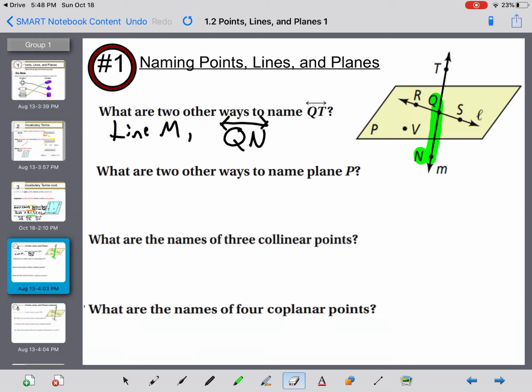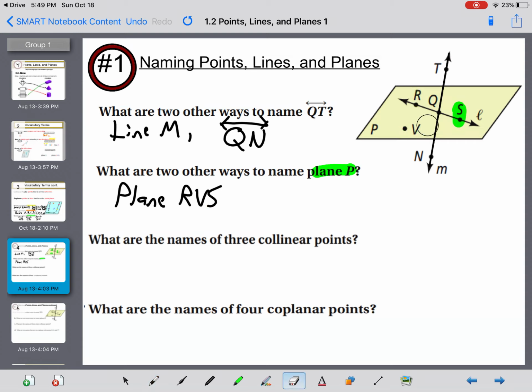What are two other ways to name plane P? Well, plane P is right here. So it's this entire plane. And remember, on the previous page we had just gone over, you are allowed to take any 3 points within a plane to name it. So take any 3 points you see. So for example, I'm going to take RVS and I'm going to call it plane RVS.